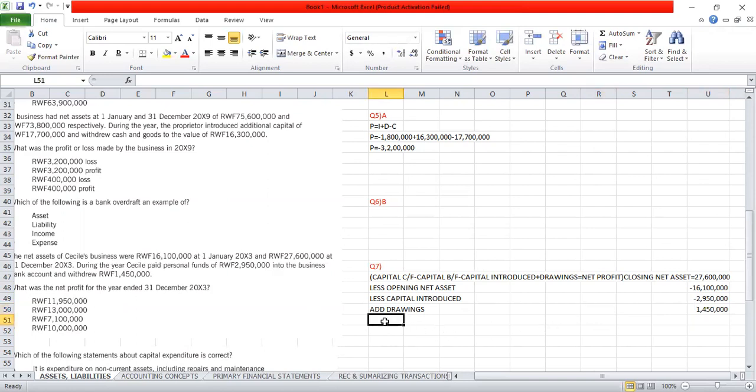We get net profits. When we take 27.6 minus 16.1 minus 2.95 plus 1.45, we will get 10 million, which is the right answer is D.